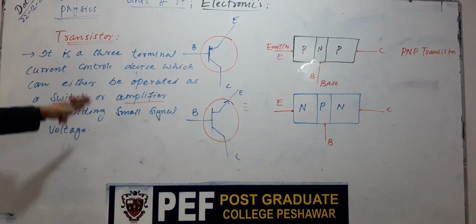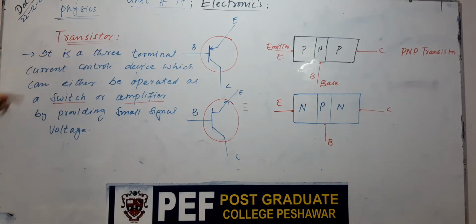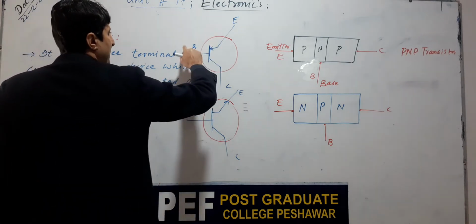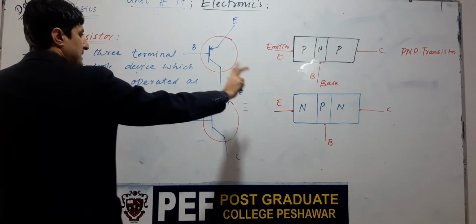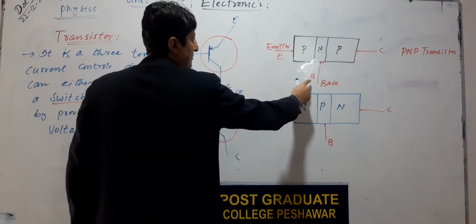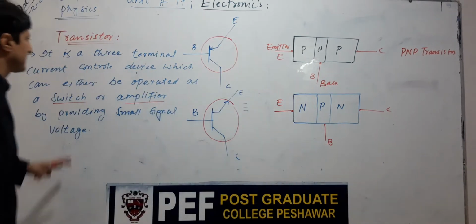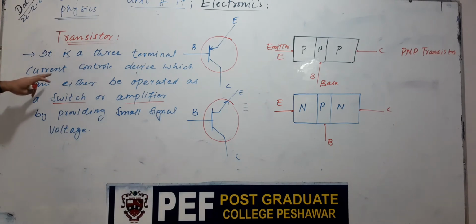So let me revise it. It is a 3-terminal device. How many terminals are there in a transistor? 3. Base, emitter and collector. These are the 3 terminals here. Emitter, base, collector. So a transistor is a 3-terminal device which controls the current and which can either be operated as a switch or amplifier. We explained this. It may be used as a switch or it can be used as an amplifier by providing a small signal voltage.